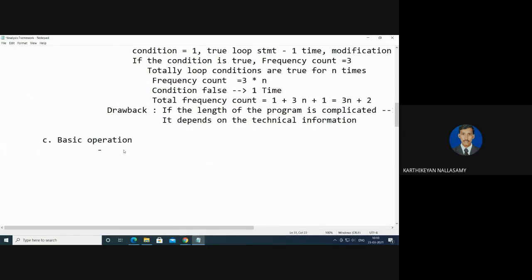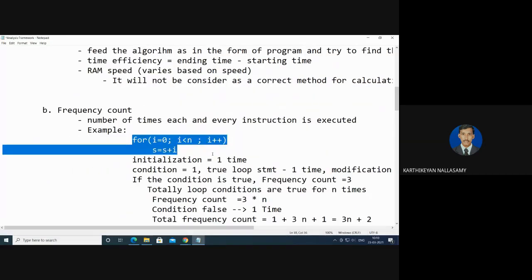The basic operation defines the operator or the operation used for finding the solution. அதாவது எந்த ஆபரேஷன் யூஸ் பண்ணி நம்ம சொல்யூஷனை ஃபைண்ட் பண்றது அப்படிங்கறத இண்டிகேட் பண்றது தான் பேசிக் ஆபரேஷன். It is normally a best method. It will not depend on any technical information. So for example, here I'm going to take the same thing.